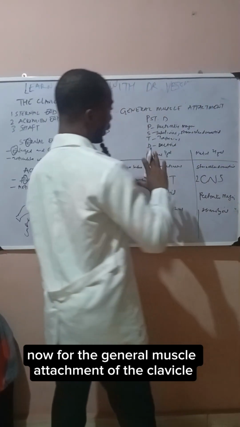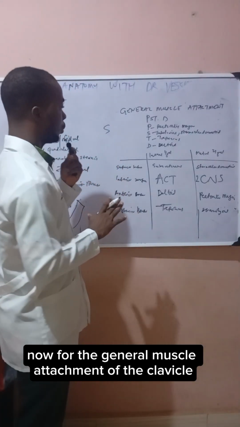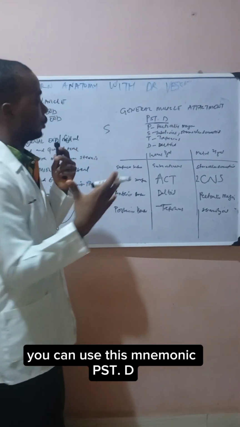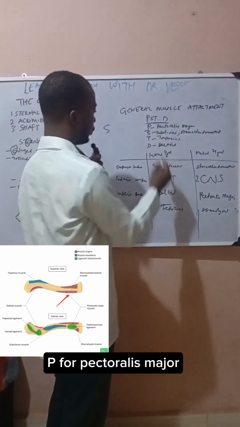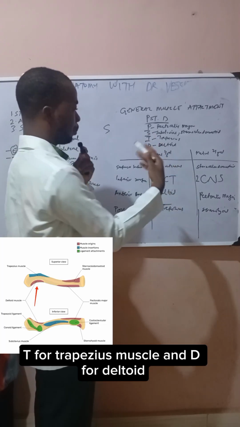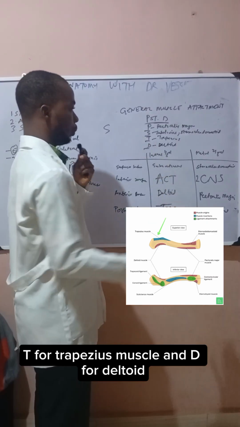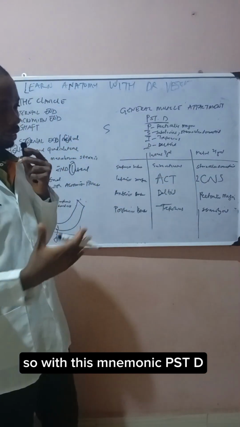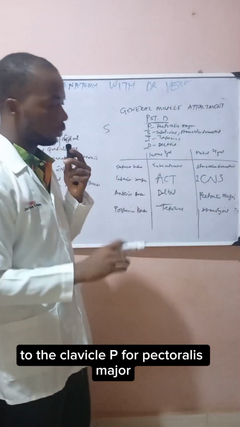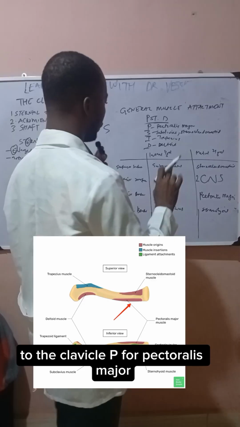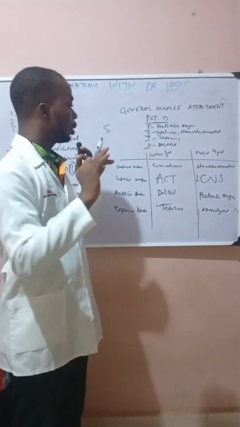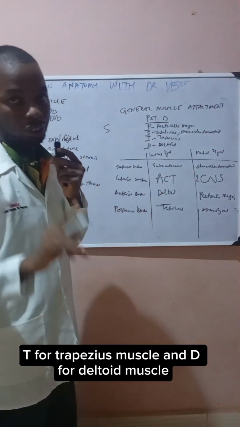Now, for the general muscle attachment of the clavicle, you can use this mnemonic PST-D. P for pectoralis major, S for subclavius and sternocleidomastoid muscle, T for trapezius muscle, and D for deltoid muscle. So with this mnemonic PST-D, you can remember the general muscle attachment to the clavicle.